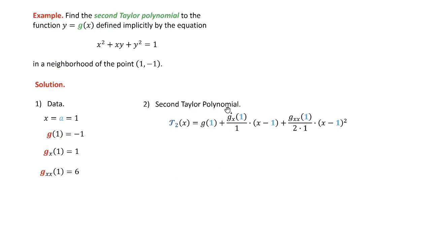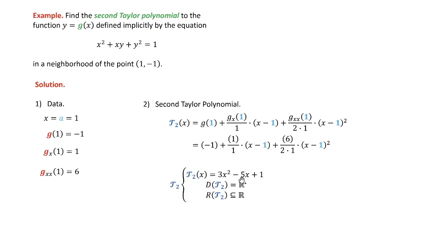Our Taylor polynomial formula is this. Everything is around 1. And we just substitute in our data. We have g of 1 from here, g_x of 1 here, and g_xx, and we simply substitute in all the data. G of 1 is -1, g_x of 1 is 1, and g_xx of 1 is 6. And if you clean this up, it's just a polynomial.